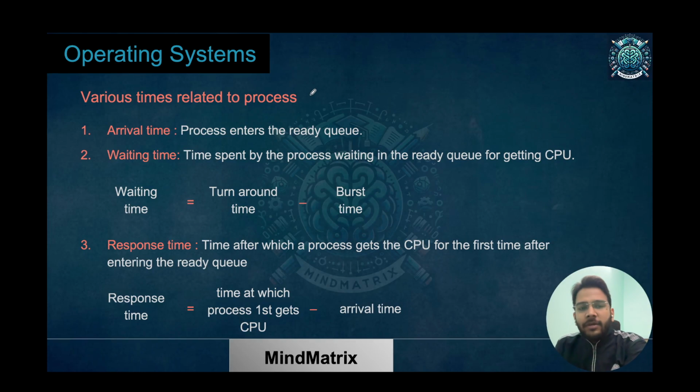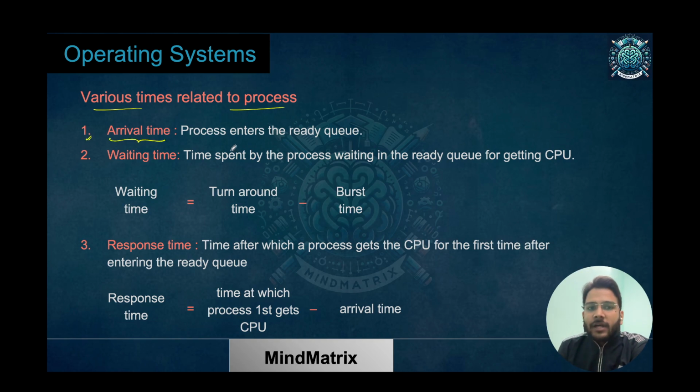So in the previous lecture, we have discussed how schedulers work: long-term scheduler, short-term scheduler, medium-term scheduler, and what the process states are. We discussed the entire process state diagram. Now we are going to see how CPU scheduling happens. Before discussing the algorithms of CPU scheduling further, we are going to talk about various times related to the process. So let's see the first one, arrival time.